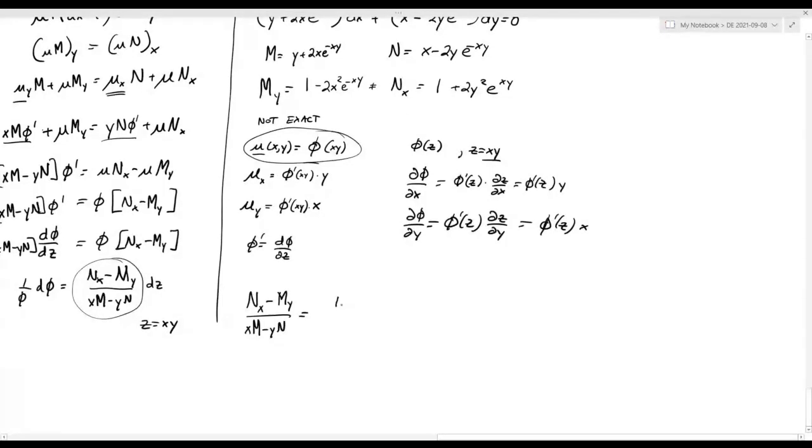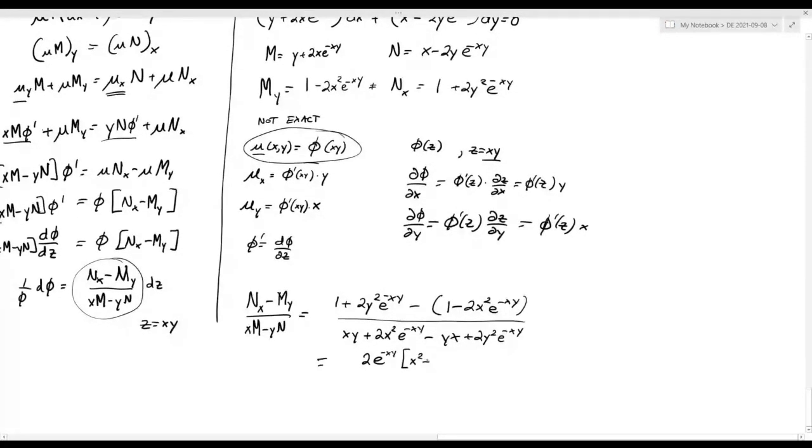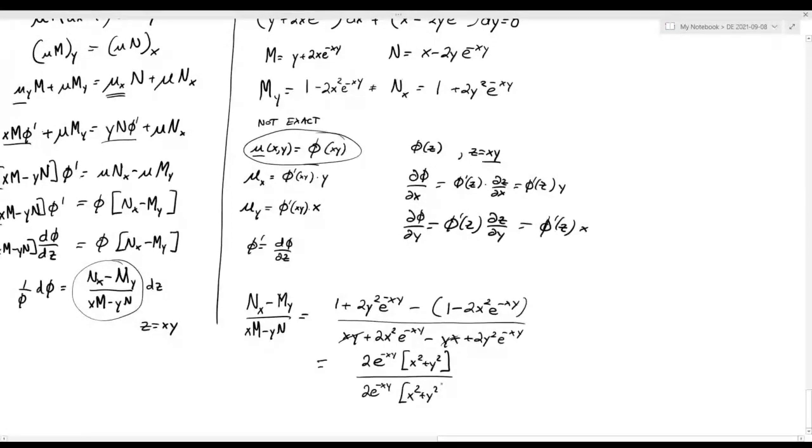So we have the partial of n with respect to x minus the partial of m with respect to y, over x times m minus y times n. Simplifying the numerator, you can choose a common factor. The exponential is a common factor, and you're left with x squared plus y squared. On top and bottom, these guys cancel. Nice. So indeed, in a trivial sense, this is just 1.